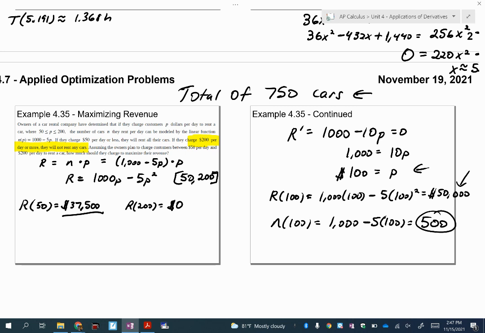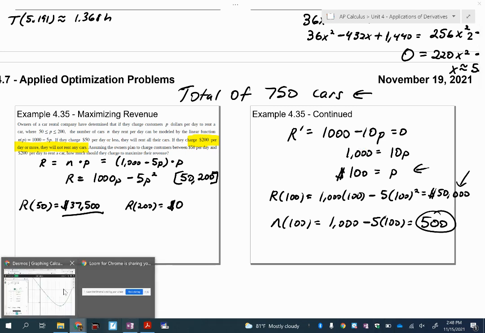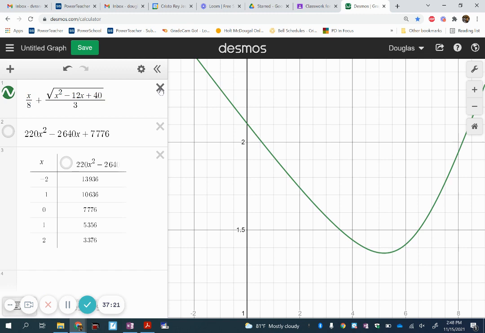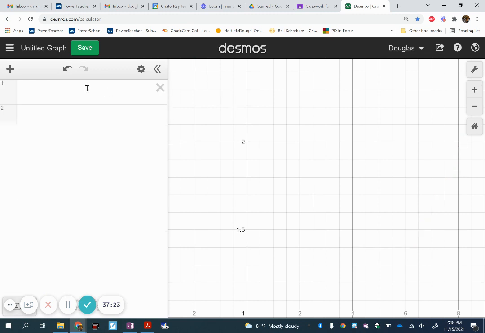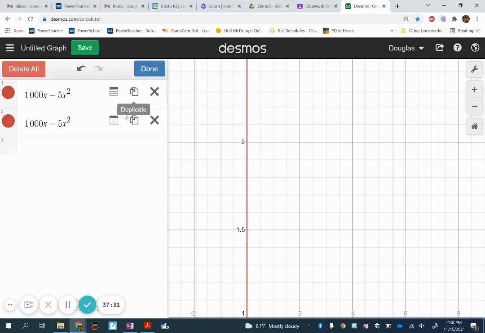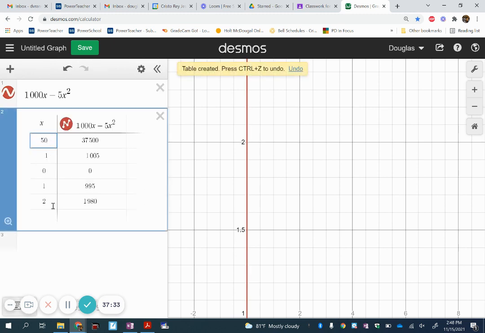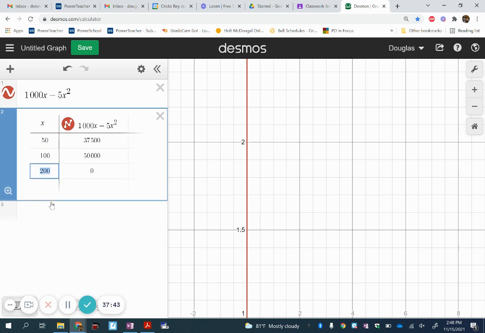All right, so I'll go ahead and show you in Desmos so you can see all the work we did with the calculus and algebra, that you can do a lot of it with your graphing utility. So I'm going to type in 1,000px minus 5x squared. And we were looking at between 50 and 200. Let's see, what do we end up using? We end up using 100. Let's delete all these.